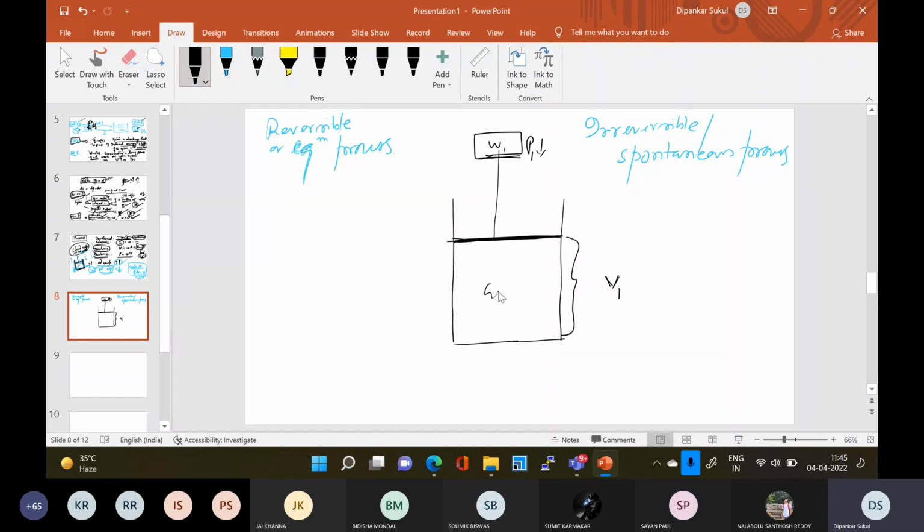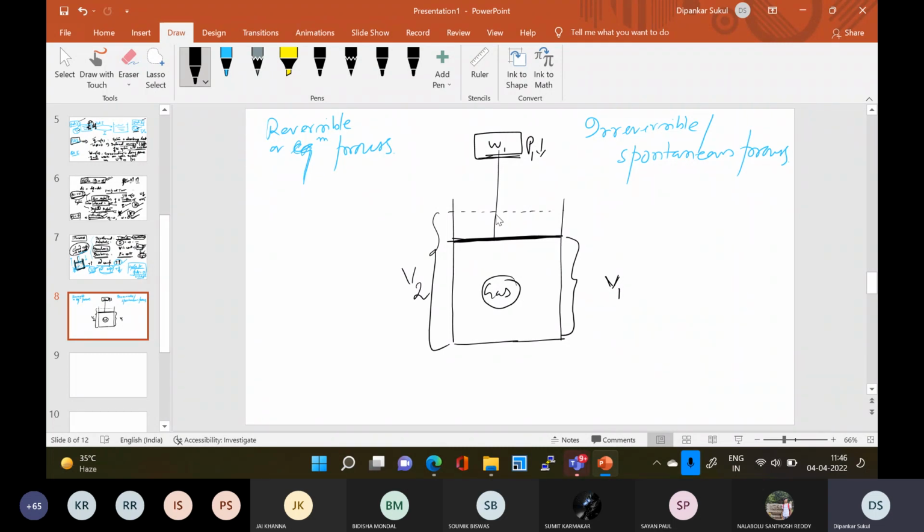Well, there are some gas molecules. And everything, it is a closed system. There is no mass transfer allowed. Now suppose I want to increase the volume from V1 to V2. So let this be V2.